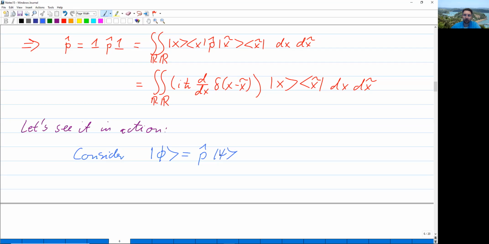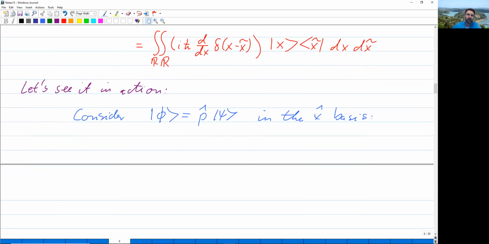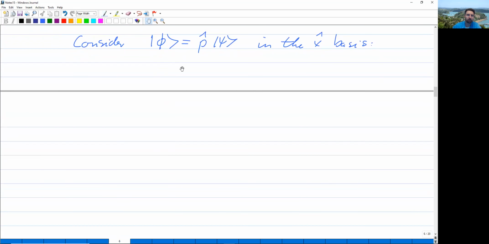Consider this abstract equation and put it in the x basis. In the x hat basis. Okay, so that's the challenge. We go from the abstract to the concrete. I want you to be able to freely move between abstract equations like this and the concrete equations that you get when you choose a basis.